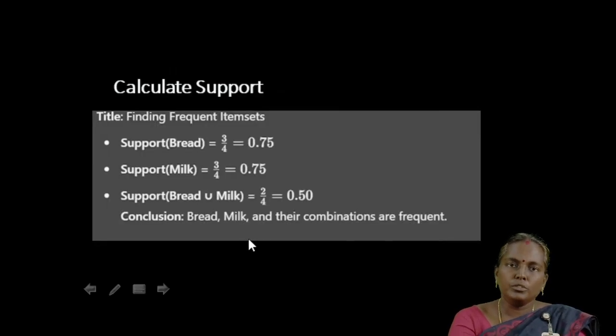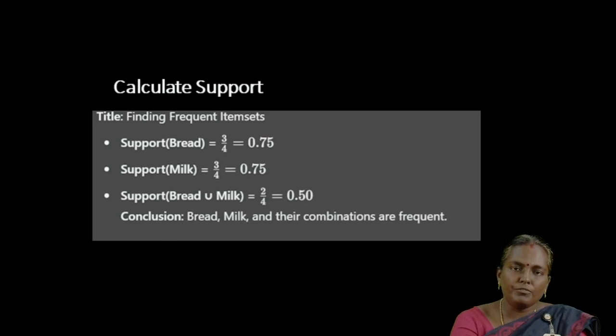Then I am going to start my calculation part for the frequent item set. Here I have the support of bread. I am going to find whether bread and milk have any pattern of buying in the previous transactions.